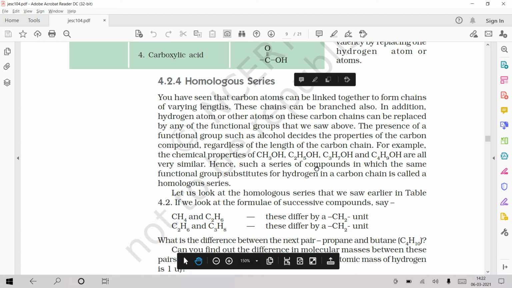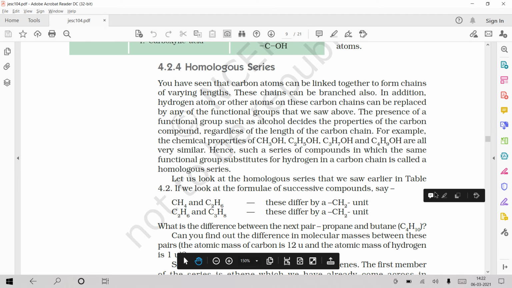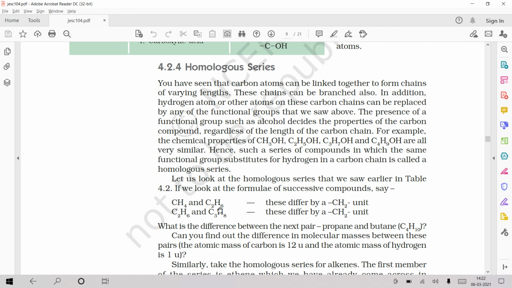Then we come to another important concept. We have seen a series of groups of compounds, like alkanes. The first alkane, with one carbon, is CH4. The alkane with two carbons is C2H6. What is the difference between these two with respect to the molecular formula? They differ by one CH2 unit. And the next one is C3H8, that is propane, correct? So for n carbons, 2n plus 2 is the molecular formula I already told you previously.